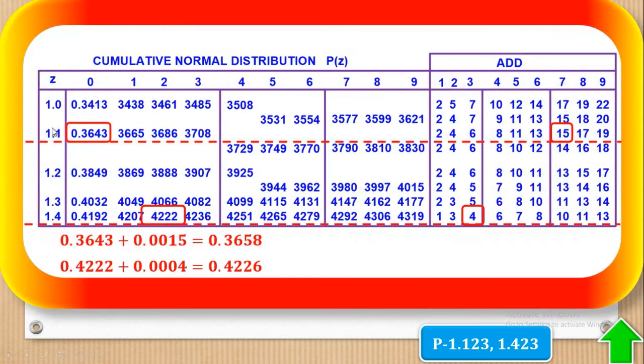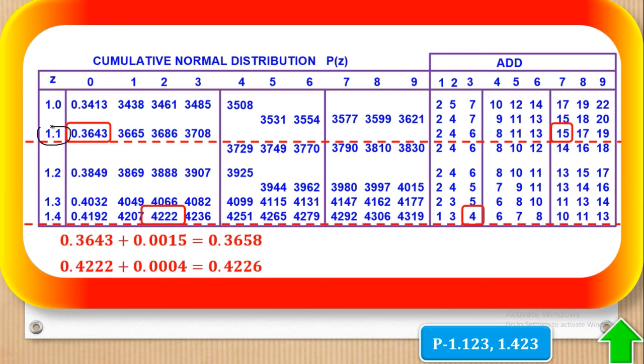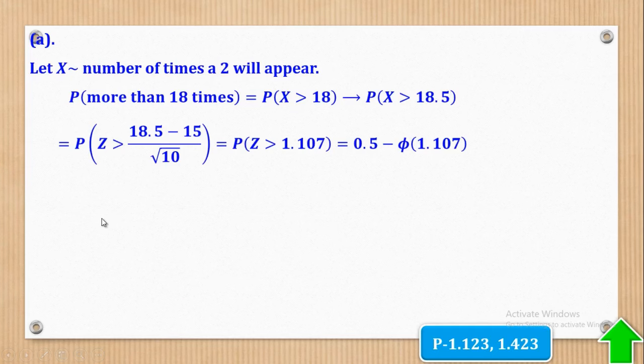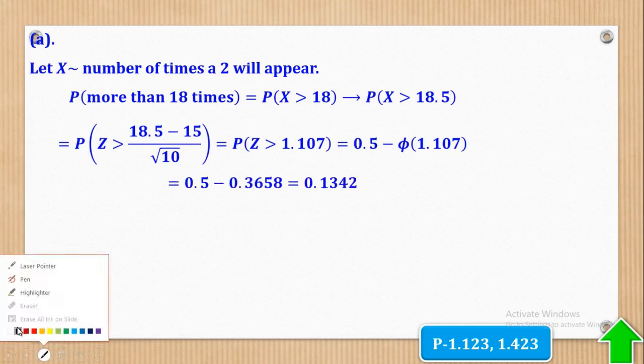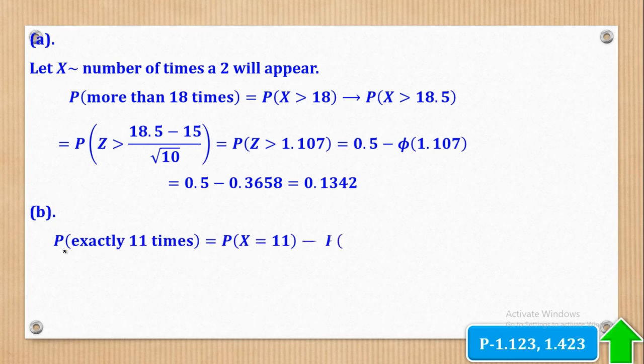So 1.107, so this is 1.1, then 0 is there and 7 is there. Therefore, this to 4 decimal places is that, and this to 4 decimal places is that, which gives you 0.3658. So I'll come and substitute for that, and in the end the probability will be 0.1342. So now we shall go to part B, where they wanted exactly 11 times.